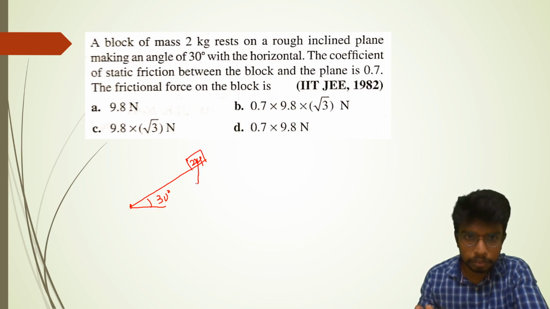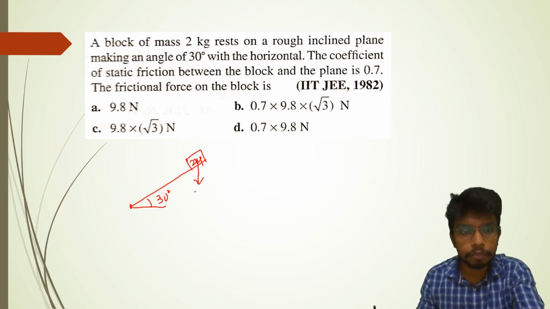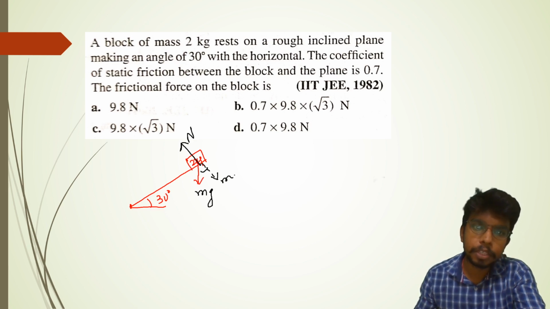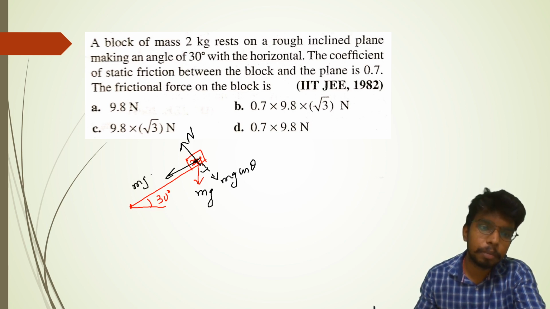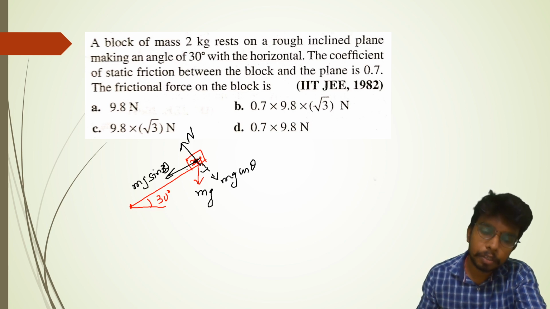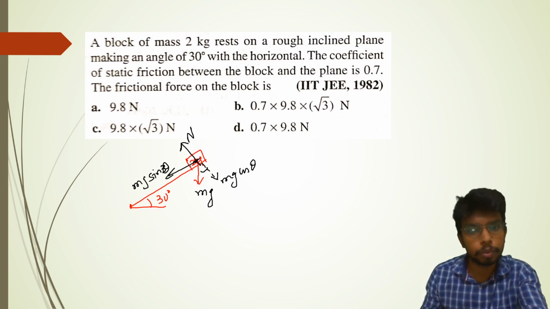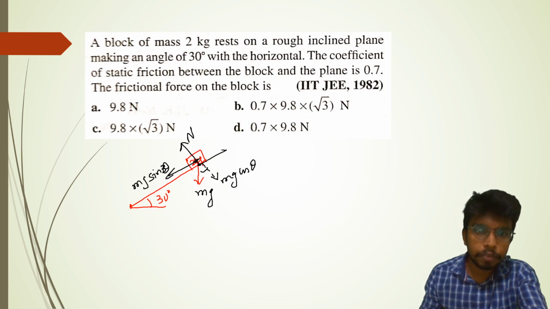What is the force which is responsible for it to slide down? If I consider, in the downward direction there is mg, and in this direction there will be normal. If I make the components, effectively it will become mg cos theta, which is mg cos 30, and this side it will become mg sin 30. So mg sin theta is responsible for the movement of the block downwards. What is stopping it? Friction.